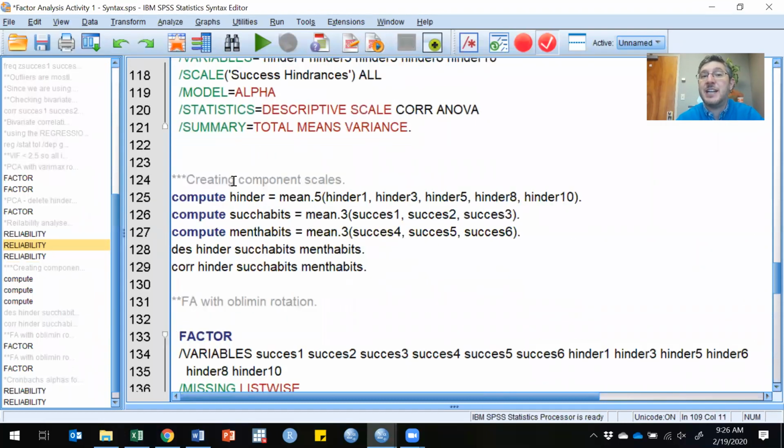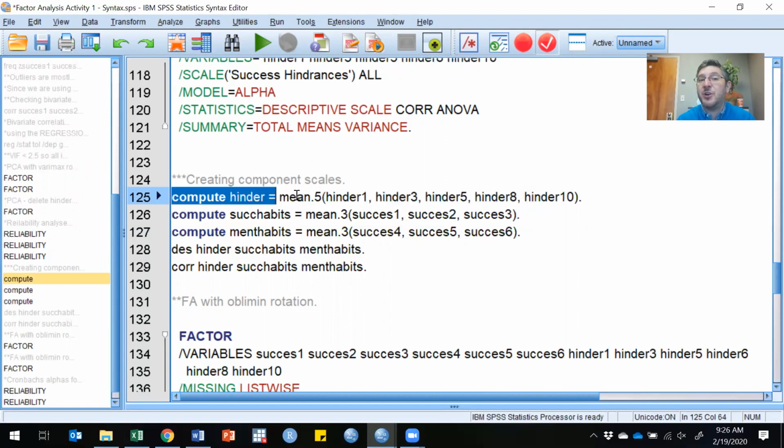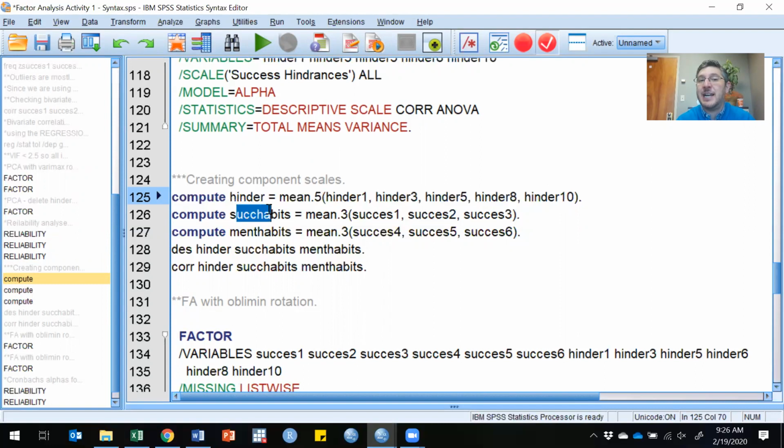You can see my syntax posted on Canvas, how you could create component scales using the mean.x function. Since our Hinder scale had 5 items, we would create a scale called Hinder where we would average across those 5 items. Same thing for success habits and mentoring habits.